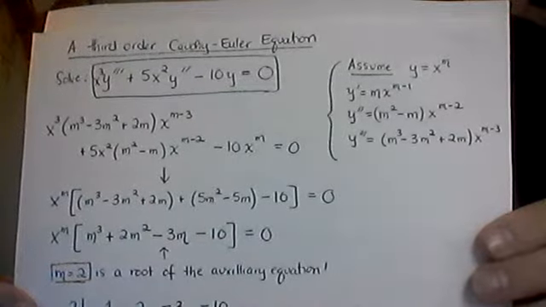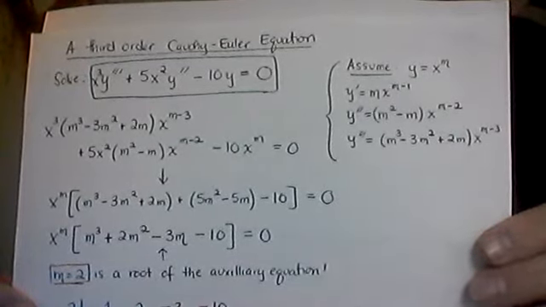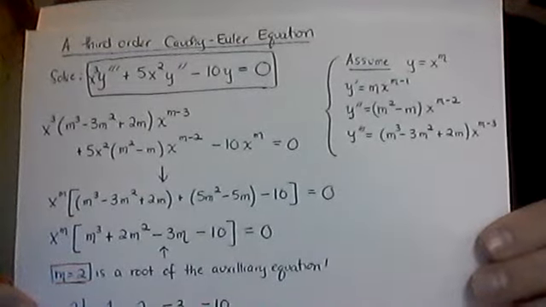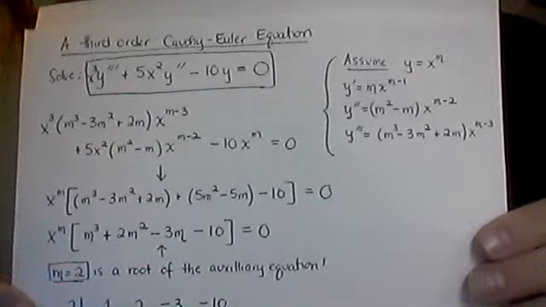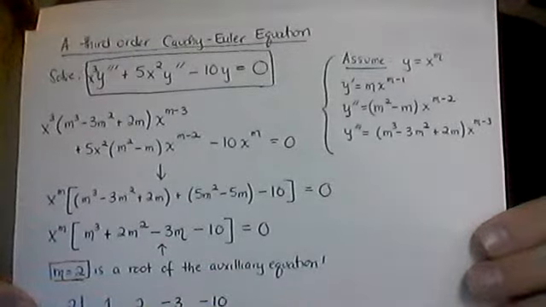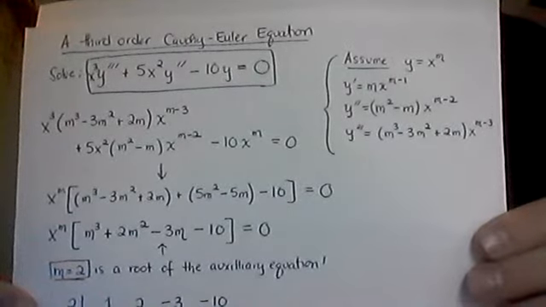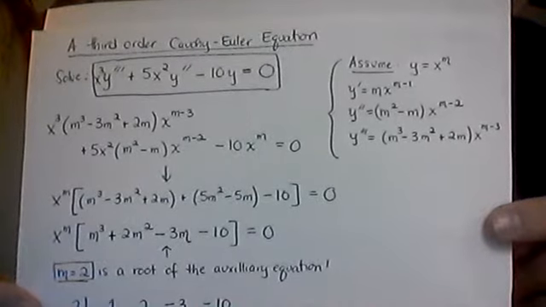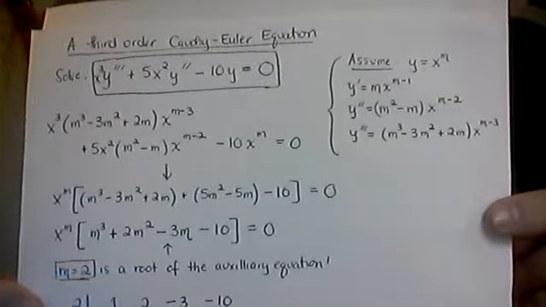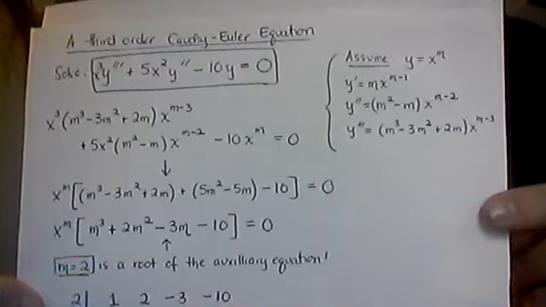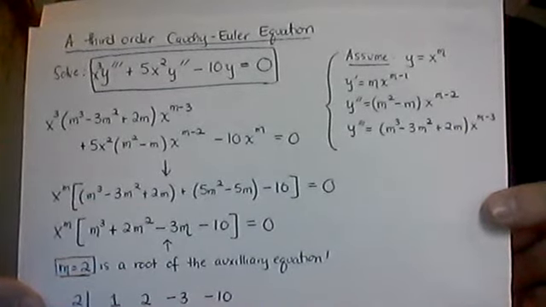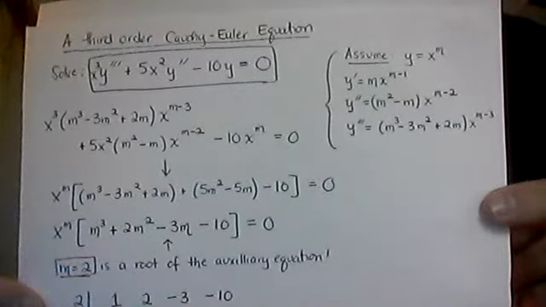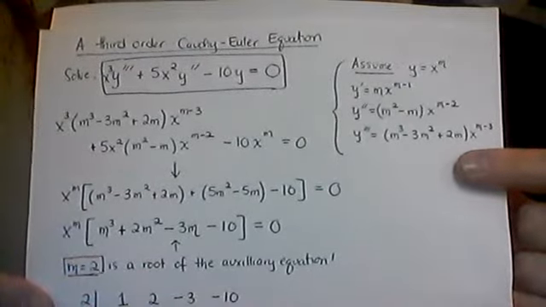Because we see that it's Cauchy-Euler, that gives us that y prime is m times x to the m minus 1. Y double prime is m squared minus m times x to the m minus 2. And now, since this is a third order equation, we're going to differentiate one more time. When we differentiate y double prime, we're going to end up with m cubed minus 3m squared plus 2m as the multiplier of x to the m minus 3.